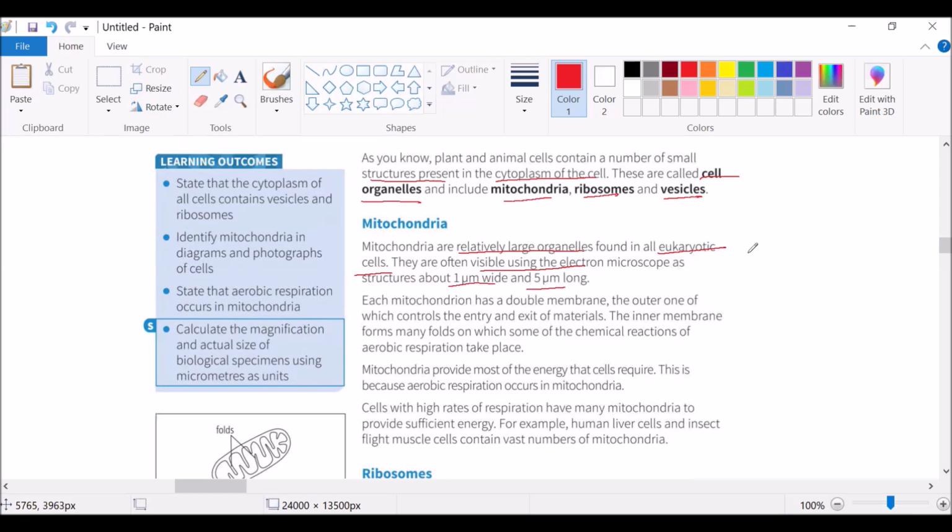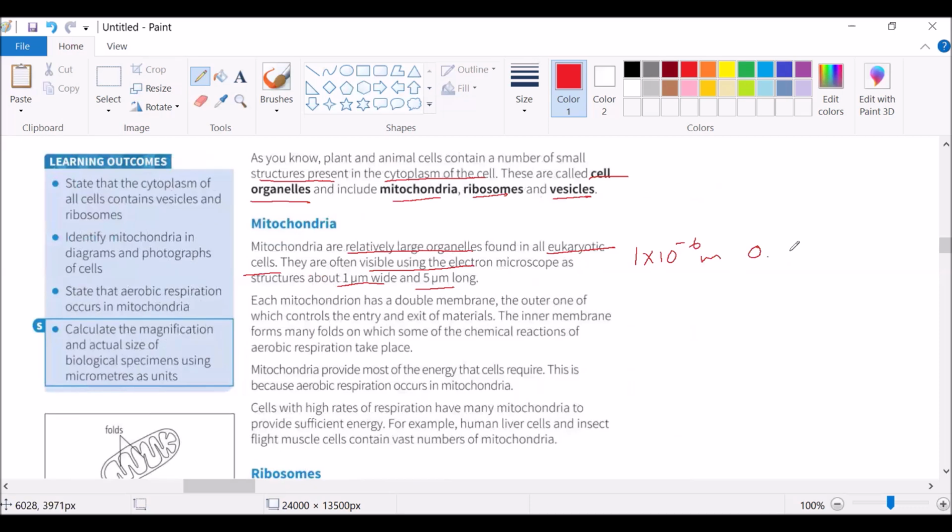So 1 micrometer is 1 times 10 to the power minus 6 meters, which is 0.000001 meters, which is 1/1,000 millimeters. So these are very small structures, but relative to other organelles, they are large.